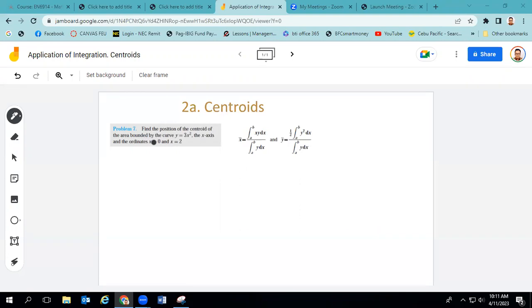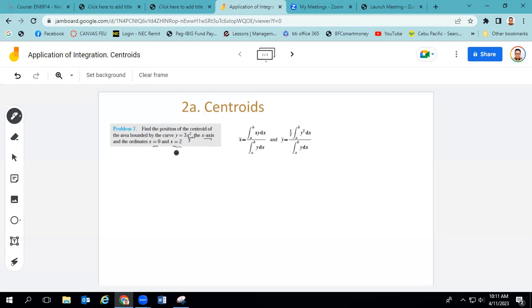So you have this problem. You are asked to find the position of the centroid of the area bounded by the curve y equals 3x squared, the x-axis, and the ordinates when x is equal to 0 and x is equal to 2. If you remember your analytic geometry, this is a parabola with the axis at 0, 0.